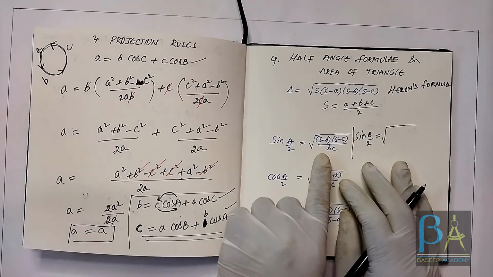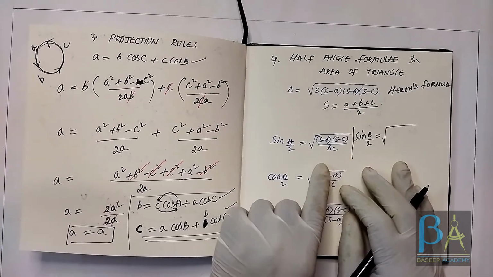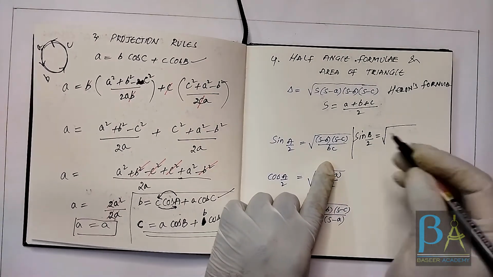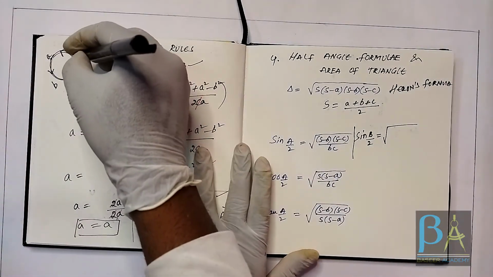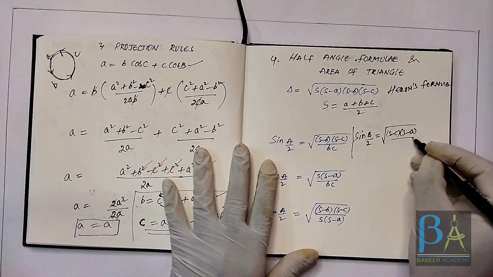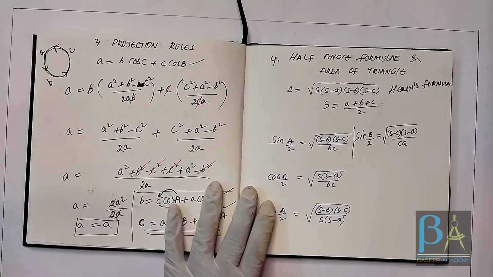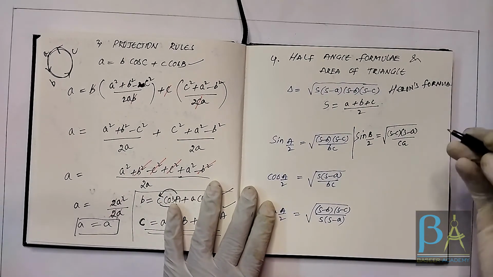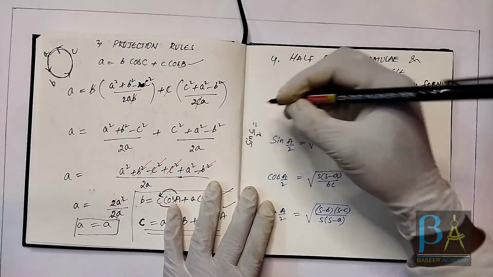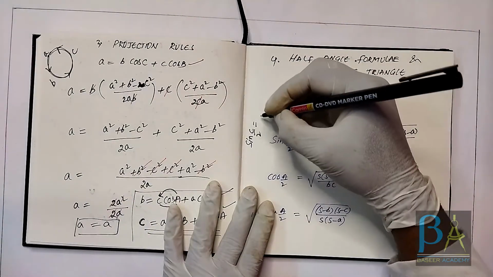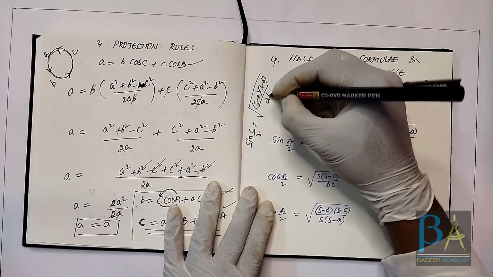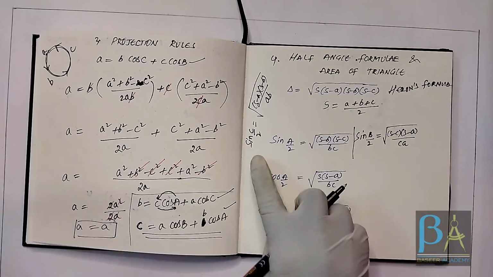Since I have an A here, I wrote b and c here, and then I wrote bc here. So I'm going to use the same thing. Since I have a B here, after B I get to see c and a, so I'm going to write c here and then a here, and then I'm going to write ca. In the same manner, we can write sine C by 2 as well. Since I don't have space here, let me use this space here. Sine C by 2 is going to be, after C I have a and b, so let me write a here and then b here by ab. So these are the half angle formulae for sine.